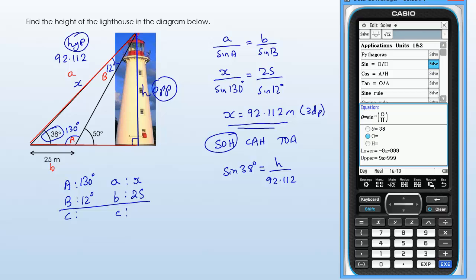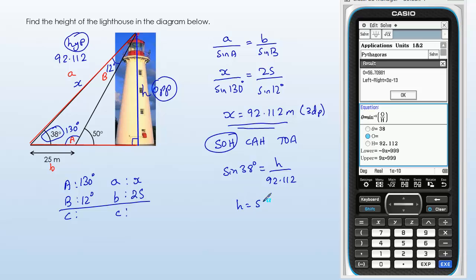And we know the hypotenuse is 92.112. And then we'll just solve that. And that gives us 56.71. So h is equal to 56.71 meters.